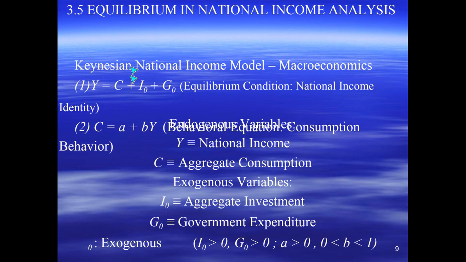Y is national income. C is aggregate consumption, which is the total consumption of the society, of the nation, if this society is a nation. It can also be world level, or a region. I is investment, the total aggregate investment of the society. And G is the aggregate government expenditure of the nation.